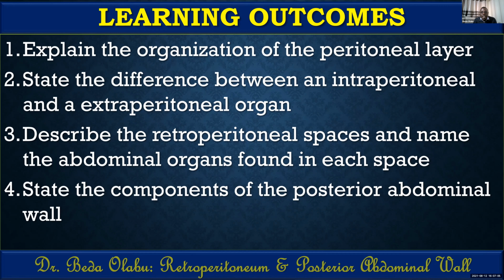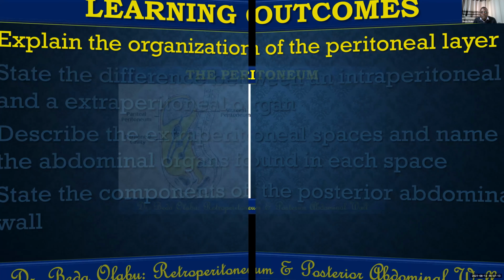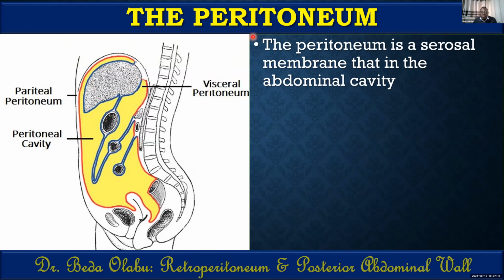So let's start straight ahead with the first objective, organization of the peritoneum. By definition, the peritoneum is a serous membrane that lines the abdominal cavity. Typically just a serous membrane that lines the abdominal cavity. This membrane may be lining the actual wall of the abdominal cavity, or it may be lining the various organs within the abdominal cavity.